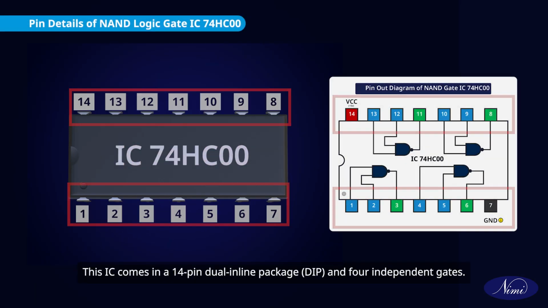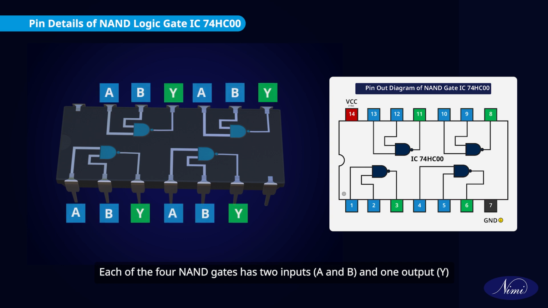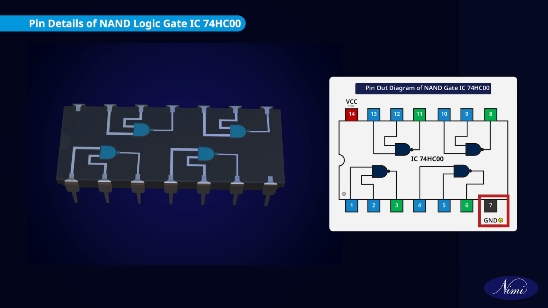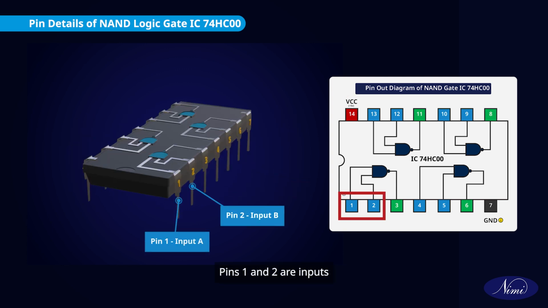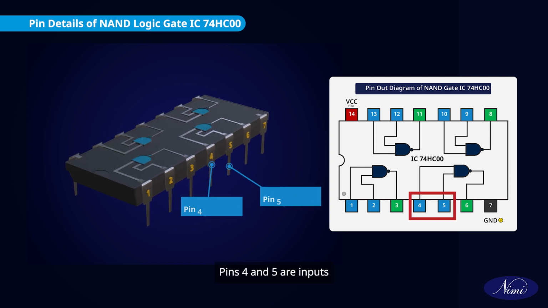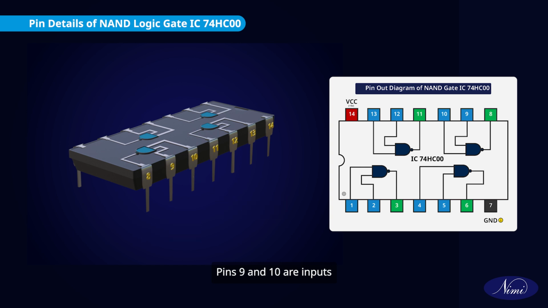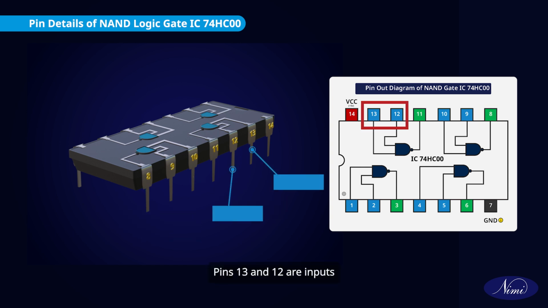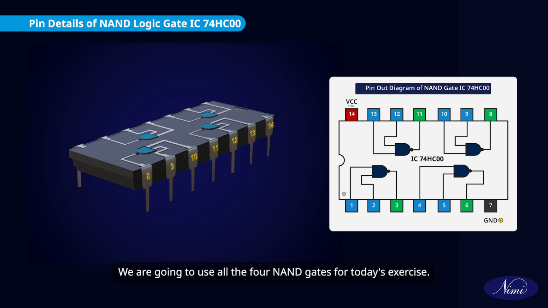Let us discuss the pin details of NAND logic gate IC74HC00. This IC comes in a 14-pin dual inline package DIP and has 4 independent gates. Each of the 4 NAND gates has 2 inputs A and B and 1 output Y. Pin 7 is ground. Pin 14 is plus 5 volt DC power supply. Pins 1 and 2 are inputs. Pin 3 is the corresponding output. Pins 4 and 5 are inputs. Pin 6 is the corresponding output. Pins 9 and 10 are inputs. Pin 8 is the corresponding output. Pins 13 and 12 are inputs. Pin 11 is the corresponding output. We are going to use all the 4 NAND gates for today's exercise.